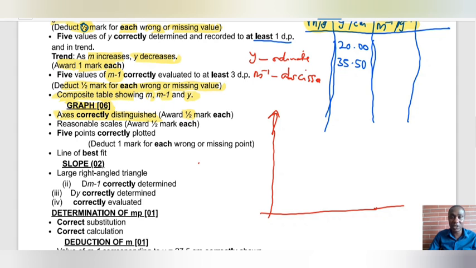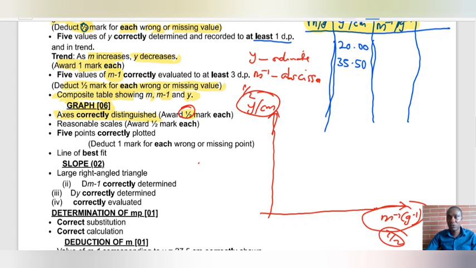That means here you must put Y and put the unit in centimeter. On this side, you must state that it is M inverse in per gram. So this means that you have stated the axes correctly. Without the unit, you have not stated them correctly. So you get half mark each. Then reasonable scale.